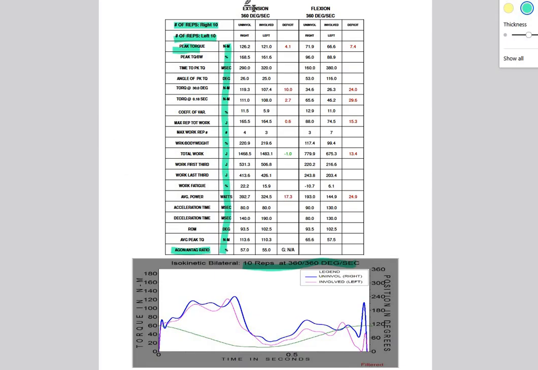So along the top we then have a reference to what movement was being recorded. So in this case, this was extension and flexion, and as you know, this is knee flexion and knee extension. So the way to think of this is the knee extensors, i.e. the quadriceps femoris, and the knee flexors, which include the hamstrings and the gastrocnemius muscle.